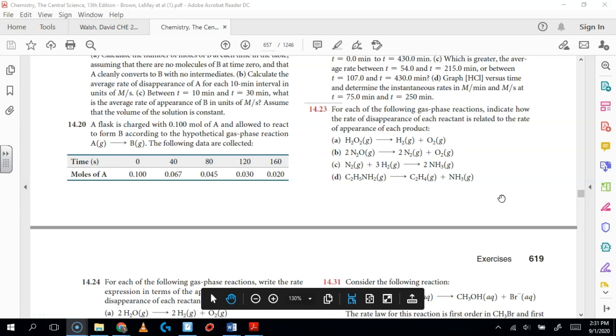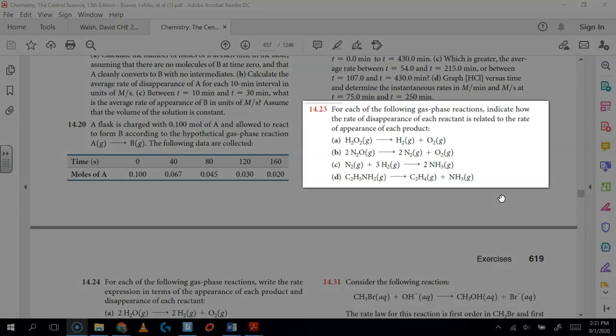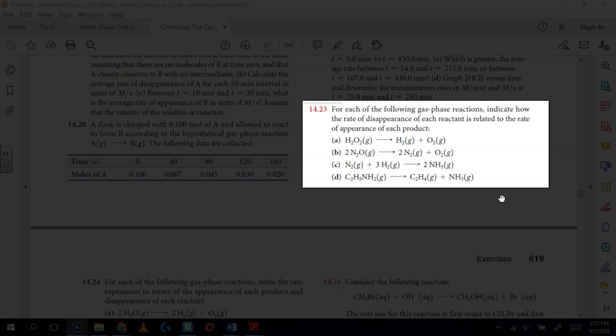Hey everybody, I wanted to spend a little bit of time going over question number 23 here in chapter 14 of Brown-LeMay-Bursten, and this is going to test related rates. I have the question up here so that everybody can see it. It's: for each of the following gas phase reactions, indicate how the rate of disappearance of each reactant is related to the appearance of each product.